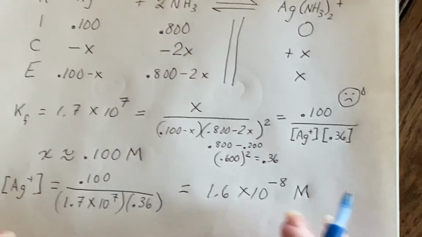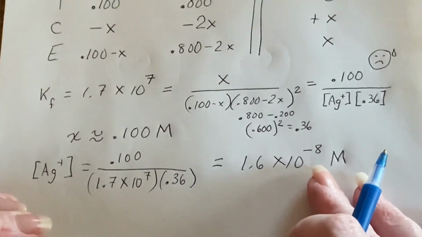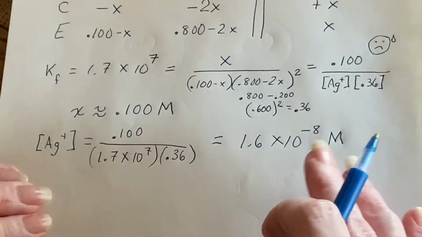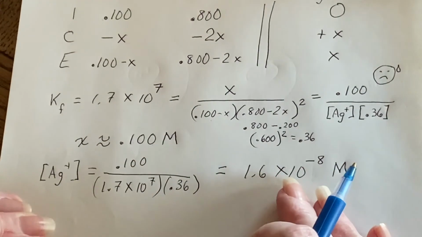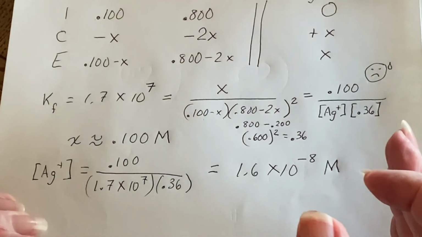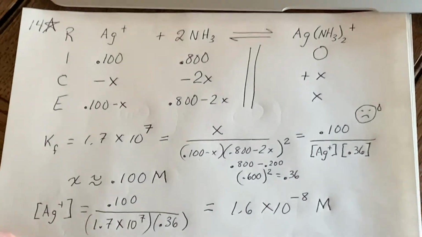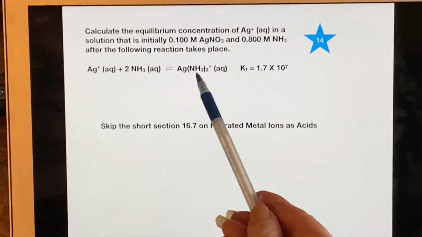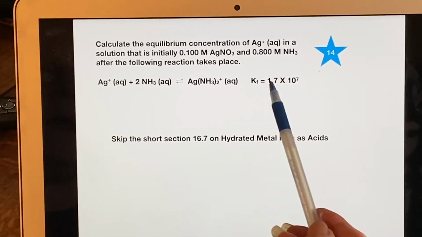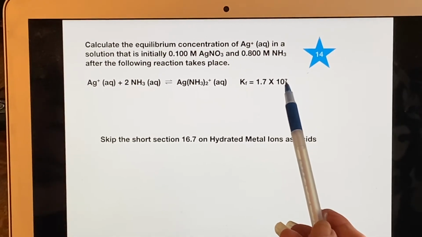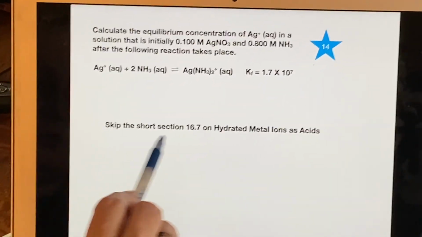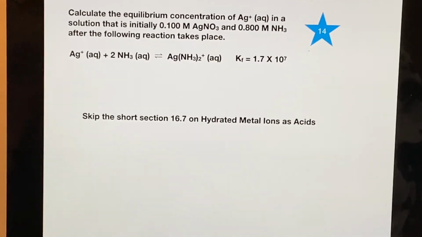That is low. So what it's telling you is that essentially if the silver meets ammonia like that, it's all going to end up becoming the polyatomic ion here. And that's what this is also telling you. Oh, yeah. Notice, you do not have to do this section on hydrated metal ions.